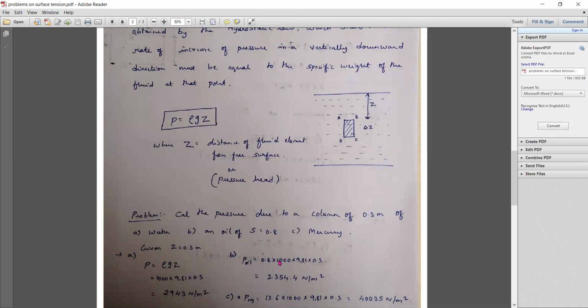So P equal to density into g into height h: 0.8 into 1000 into 9.81 into 0.3. Just multiply all these terms, and you'll get your final value of pressure for the oil with the column of 0.3 meter.